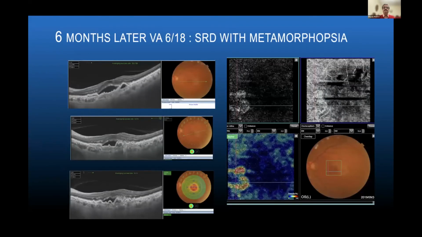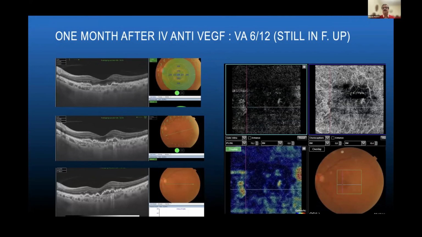Six months later, this is the picture. We have subretinal fluid, mild intraretinal fluid, and more activity in the OCTA. The patient is complaining of metamorphopsia, a drop of vision, 2 lines. One month later, with anti-VEGF, 6/12 vision. She is still in follow-up with me, I gave her only one injection, and I didn't have to repeat that.